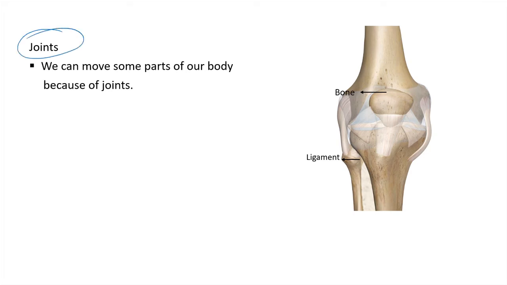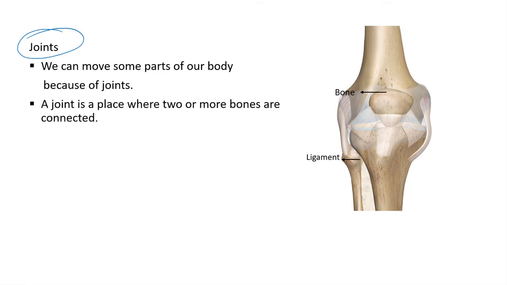Bones are flexible. They are flexible because we have joints in between them, and these joints are movable. Do you remember where we have immovable joints? We have immovable joints in the skull, and also the teeth are attached to the jaw with an immovable joint. Now, we can move some parts of our body because of joints. A joint is a place where two or more bones are connected.